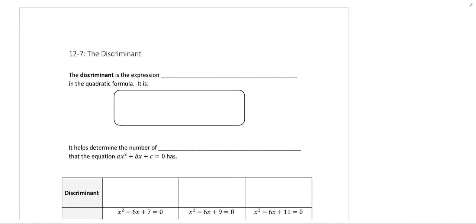Welcome to a video for section 12.7 that is looking at the discriminant. This is part 2 of a section that looks at the quadratic formula. So to begin with, let's talk about what the discriminant is.